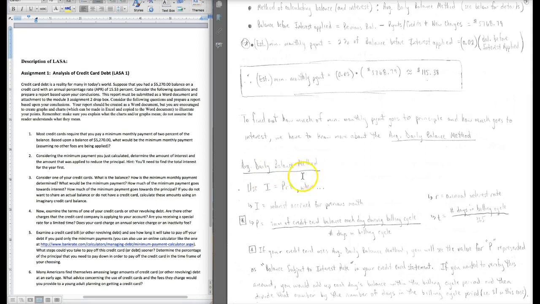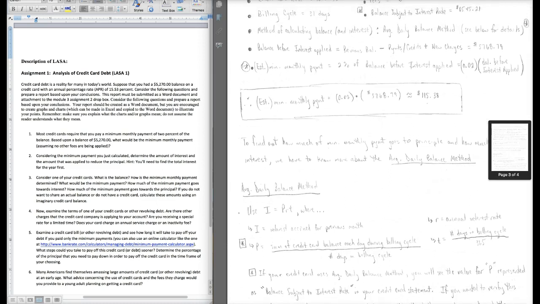The average daily balance method is done by taking this same formula, I equals PRT, but of course I is going to be the interest, but P is actually going to be the sum of all your credit card balances during your billing cycle divided by the number of days of your billing cycle. And so this is why I was saying that your billing cycle here, the number of days, is important.